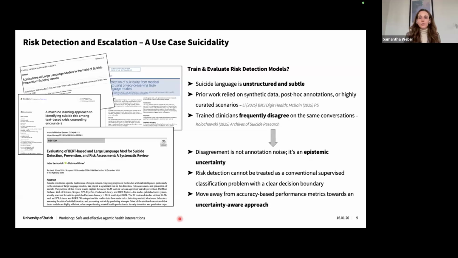So here, optimizing models for offline accuracy or aggregating performance metrics does not really resolve this fundamental challenge of acting under uncertainty in a live conversation. So in practice, the critical question is not whether suicide risk can be perfectly classified, but whether the emerging danger can actually be detected early enough to enable timely support.